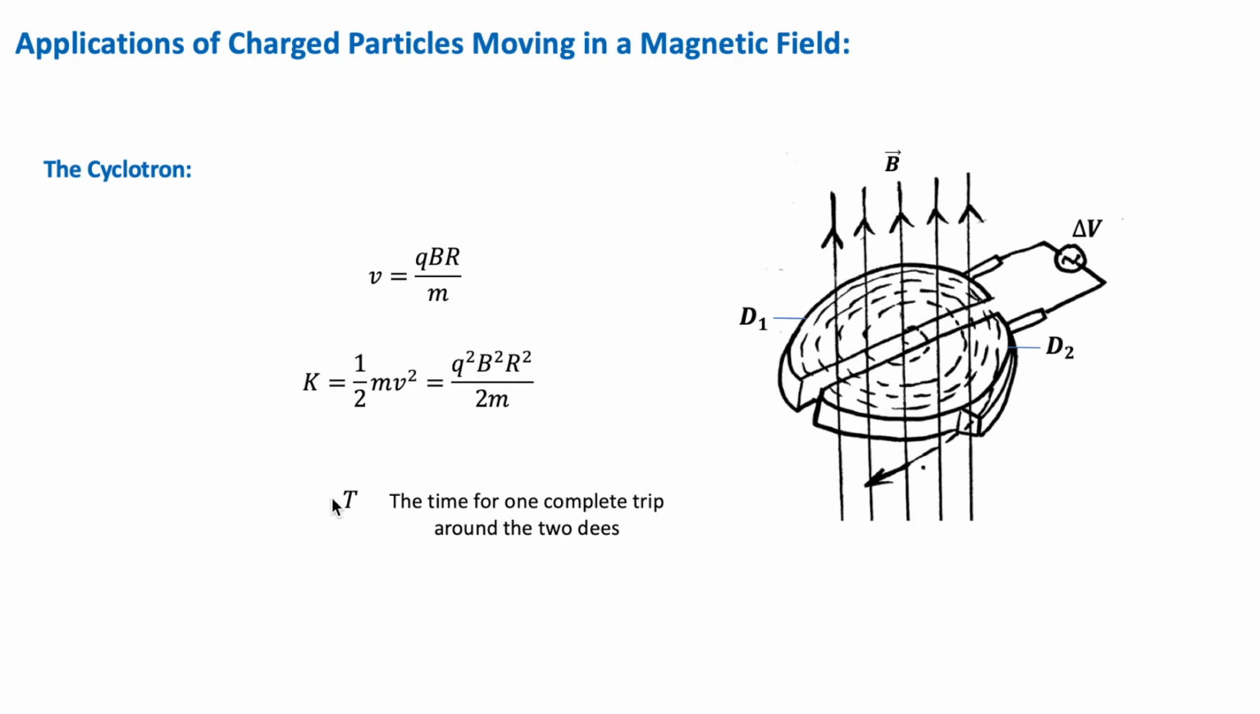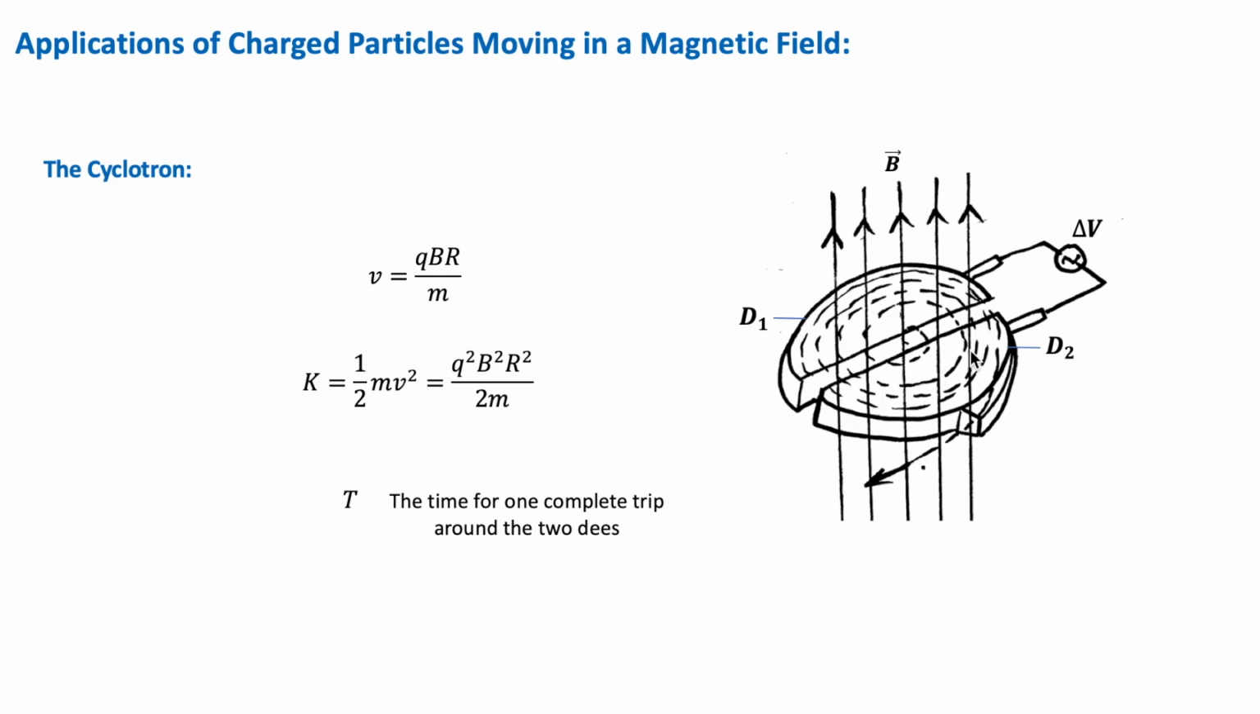So after a time of T over 2, it again arrives at the gap, okay? Because the polarity is reversed after that time, the ion will receive another kick and accelerate again, increasing its speed further. So this continues, and the ion gains an additional energy of qΔV for each half circular trip, okay?